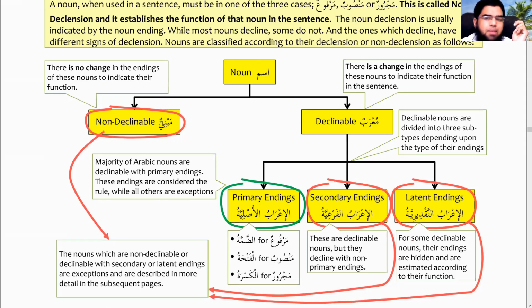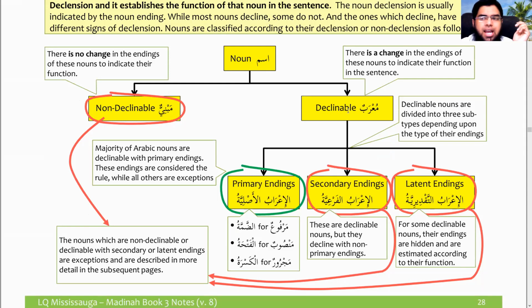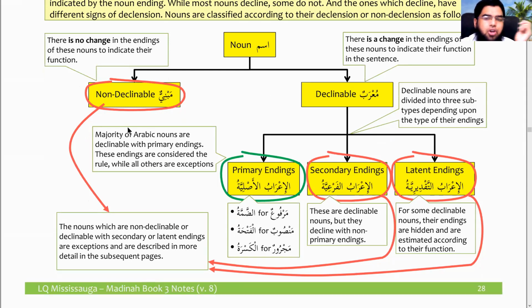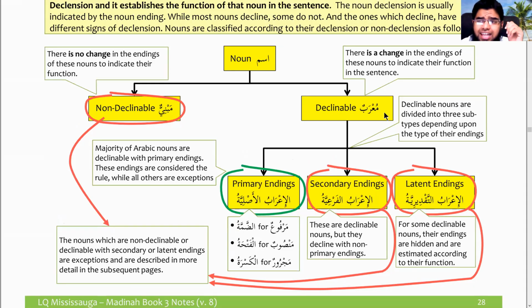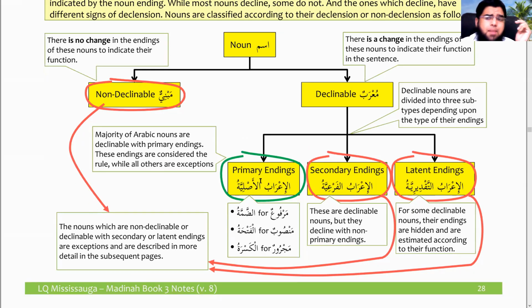So ismun, mabniyun: they are mabni, non-declinable, and the declinable. In the non-declinable there's no change in the endings. Again, in the declinable there are three parts. Primary endings, you'll get al-i'rab al-asliya. Secondary endings, only an ya and fatha. These are far'iyya, and al-i'rab al-asliya is primary.